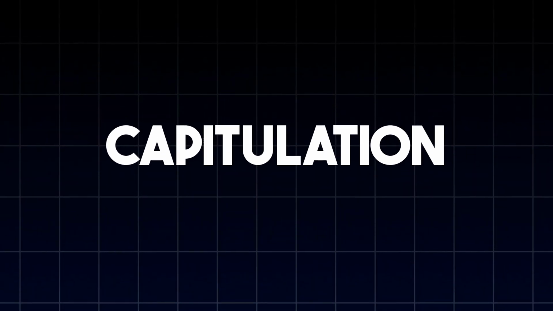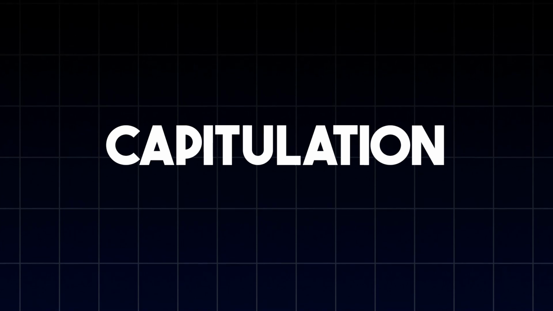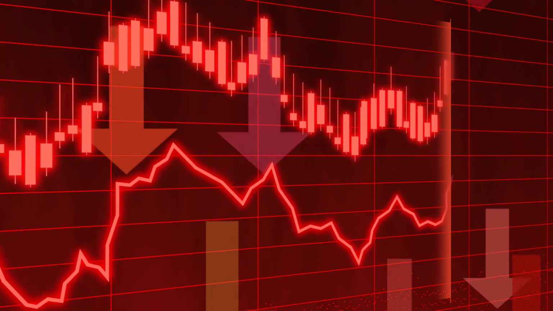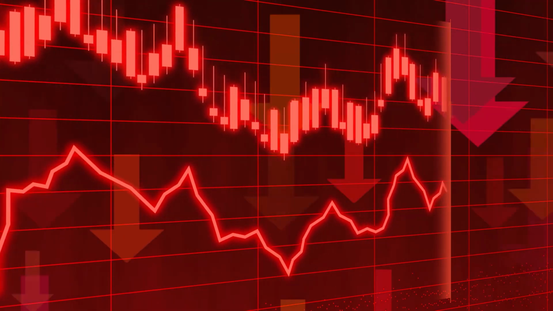The capitulation phase is the final stage where most investors lose hope and panic. Asset prices fall sharply, and many investors sell in panic to avoid further losses.